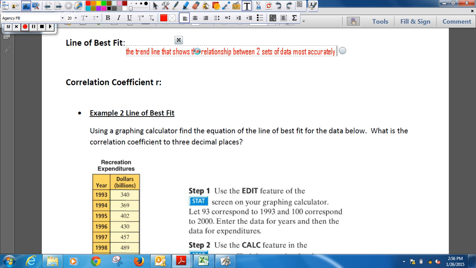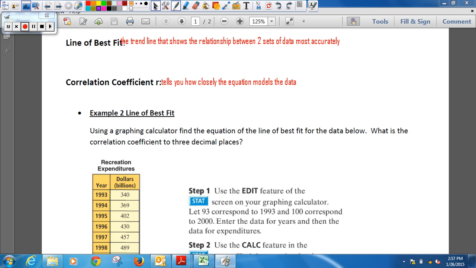And then our correlation coefficient of R tells you how closely the equation models the data. So it's going to tell you how close that equation really is to the data set.